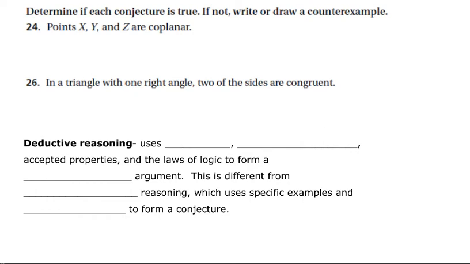We need to determine if the conjecture is true or false. If it is false, we are going to write the counterexample. So for number 24, points x, y, and z are coplanar. That means that they share the same plane, and this is true. And that is because all it takes is any 3 points, and we can draw a plane through them. So if we have any 3 points, it doesn't matter where they are in the figure, they will be coplanar.